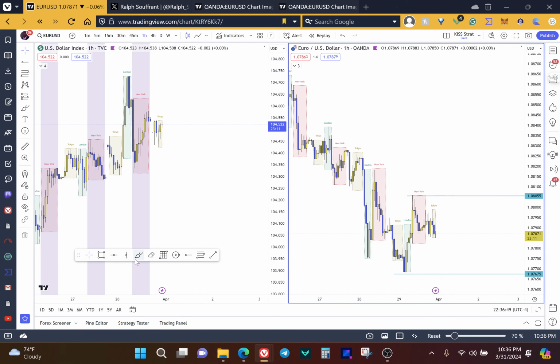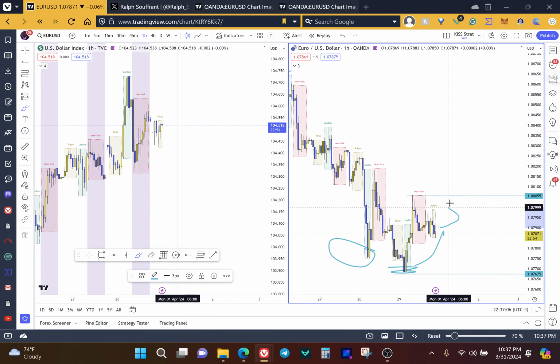We had liquidity down here and then we grabbed it over here and we started moving to the upside. So there's definitely some bullish momentum on EU. So there is a potential for us to come up here, grab some liquidity, and then continue moving downwards.